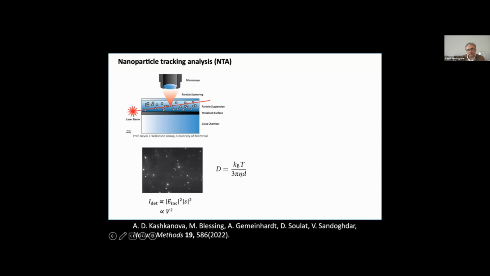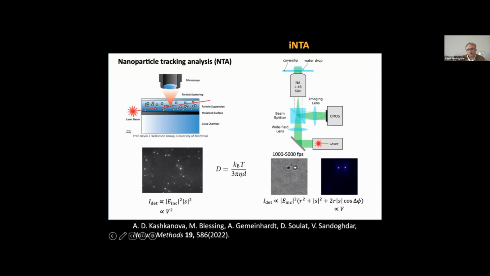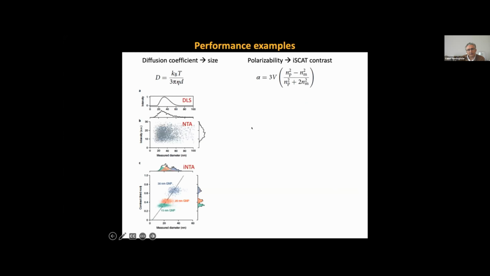What we realized is that iSCAT has this advantage that we can detect smaller particles. So we showed that if you do the same type of NTA but in interferometric mode, and therefore the name INTA, we can basically go much further in terms of sensitivity. So here is a quick overview of the performance.